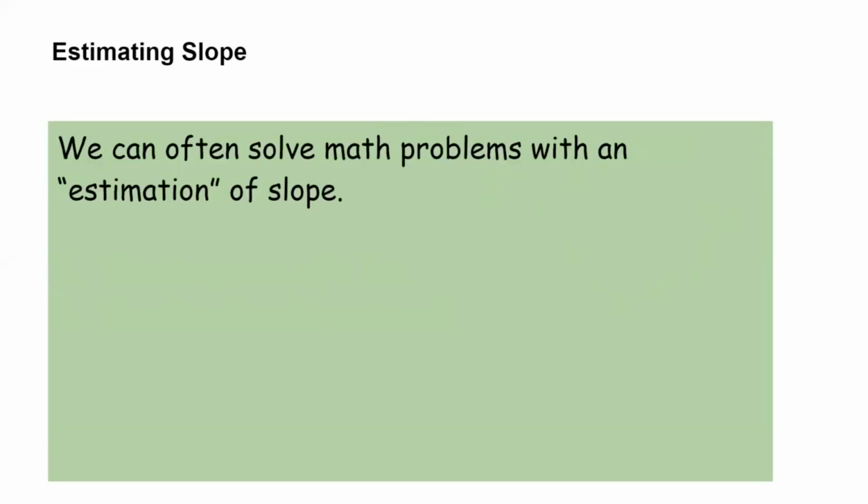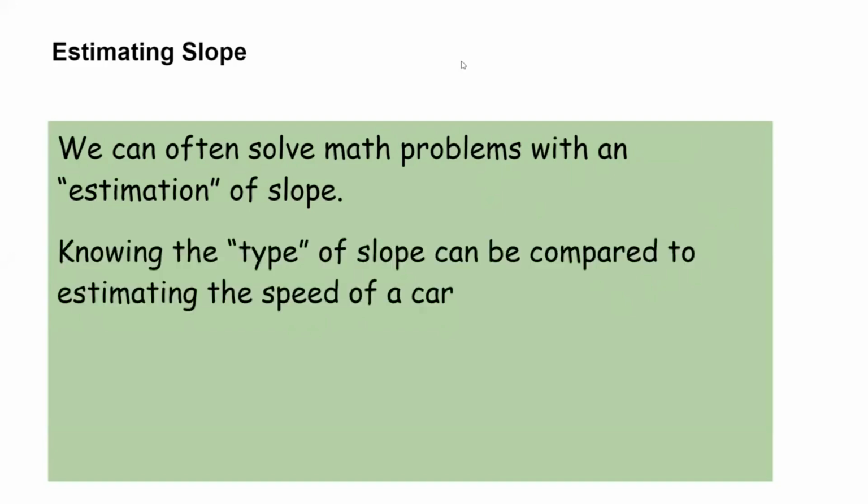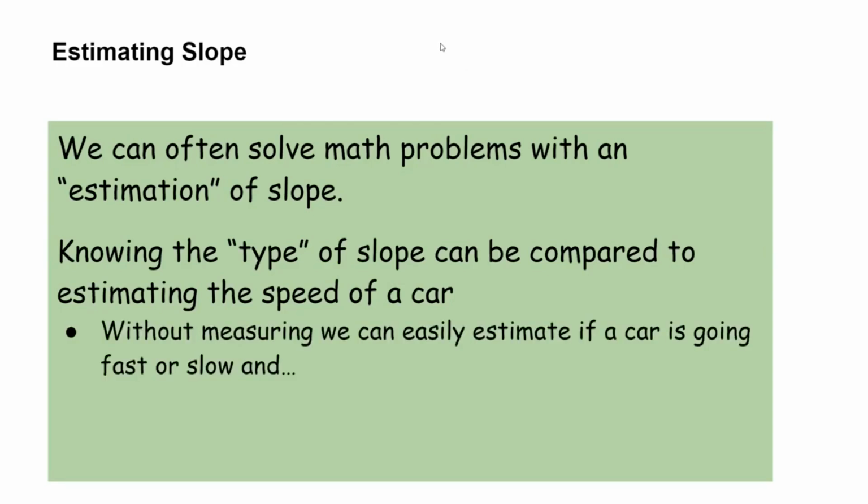Now on to the idea of estimating slope. Math problems can often be solved with just knowing the type of slope, estimating the type of slope. Estimating the type could be compared to estimating the speed of a car as you're standing along the side of the road. Without any measurement devices, you can easily estimate whether a car is going too fast or too slow, based on your experience in watching cars on a similar road.